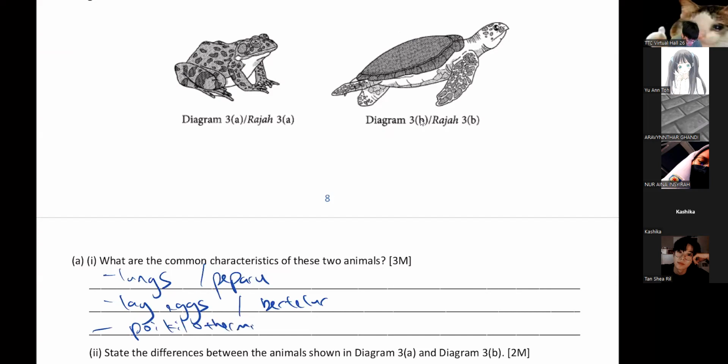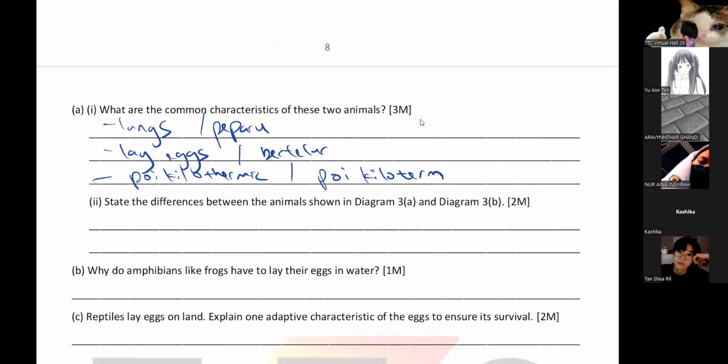Poikilothermic. Okay, poikilotherm. They are both cold-blooded. Anything else? Guys, try not to give me stupid answers like both have 2 eyes. Not accepted. Okay, mempunyai 2 mata, not accepted. They both have mouth, not accepted. Try not to give me. This is kindergarten answer. Try not to give me answers like this, please. Thank you. Okay. Anyway, so I have only 3 here lah.